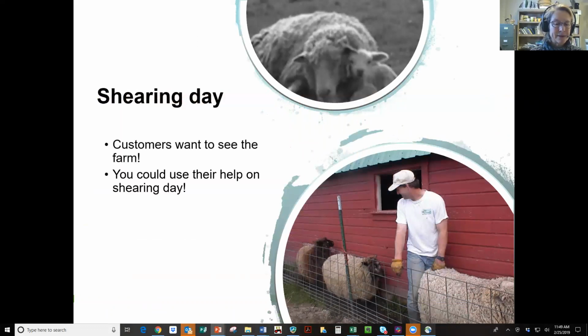And you can use their help on Shearing Day, like my friends that help me skirt and hold the sheep and toss the fleeces. And if you can sell as much as possible that day, then you have less to deal with. Because I spent a ridiculous amount of time after shearing to make sure they were all perfect and to label them and scan them and put them in boxes and to market them.